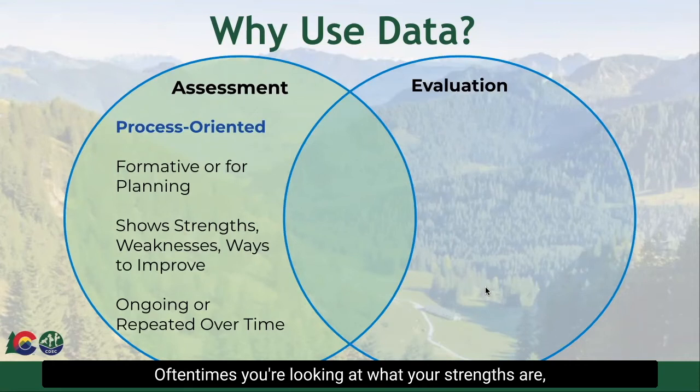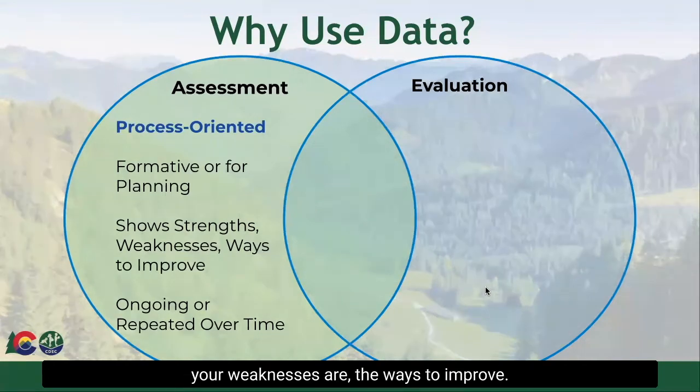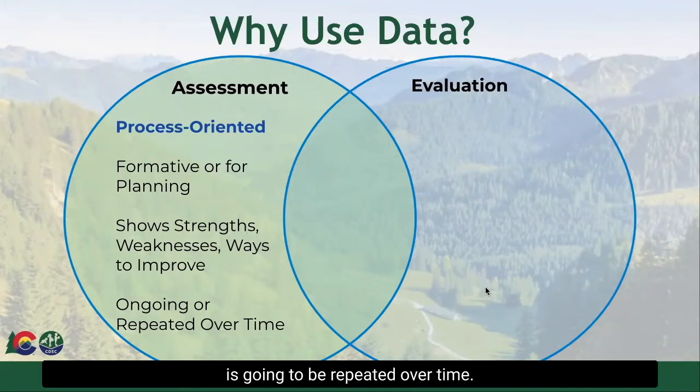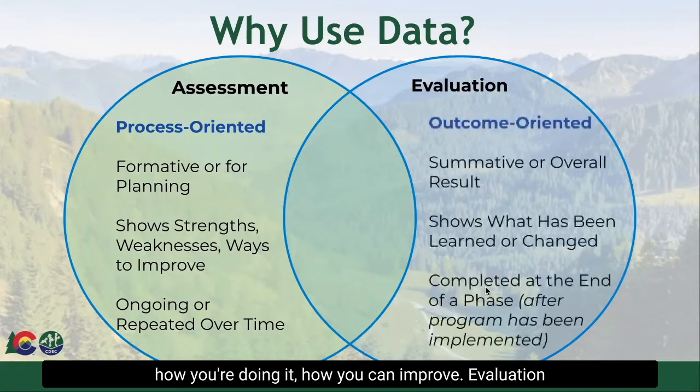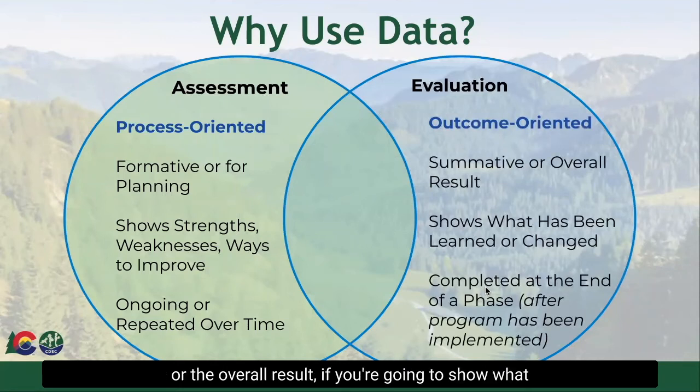Oftentimes you're looking at what your strengths are, your weaknesses are, the ways to improve. And oftentimes this type of process piece is going to be repeated over time. So that's assessing really where you are, what you're doing, how you're doing it, how you can improve. Evaluation is usually going to be a little bit more outcome oriented, summative, or at the end, or the overall result. If you're going to show what has been learned or what's changed, and is oftentimes completed at the end of a phase or after a program has been implemented.